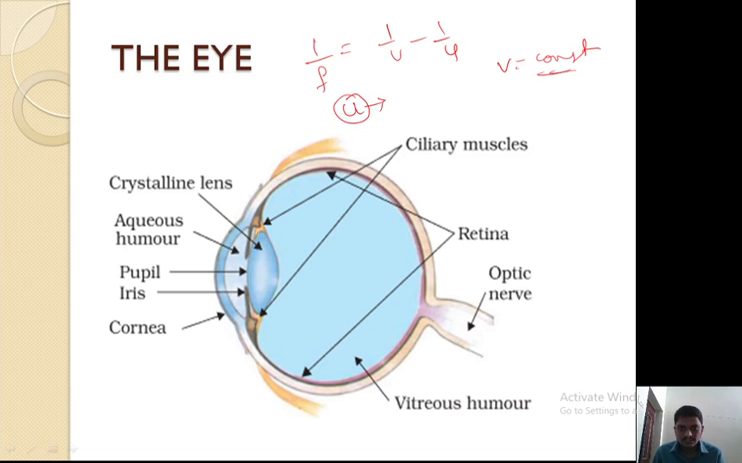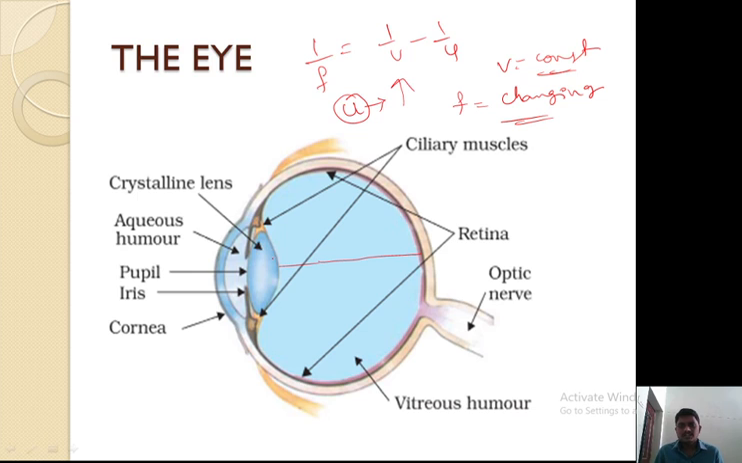For any position of the object, the image distance v is constant here. This distance cannot change. It is fixed. So if u changes, then definitely the focal length has to change, so that it forms the image on the retina. So what is happening to the focal length here? The focal length of the eye lens is changing. So the eye lens has to change its focal length so that it forms the image on the retina.